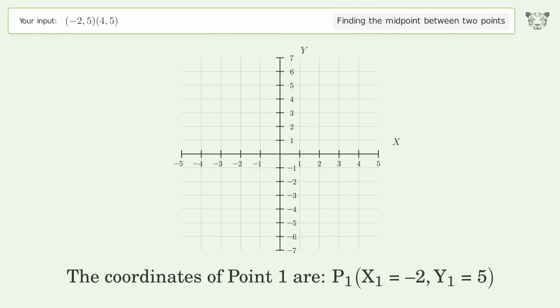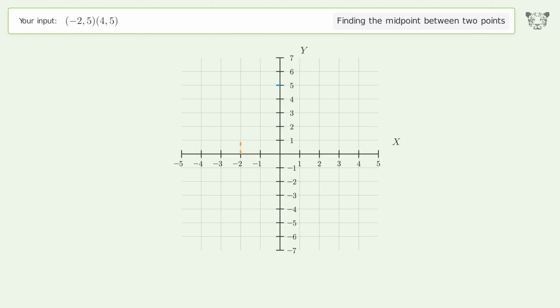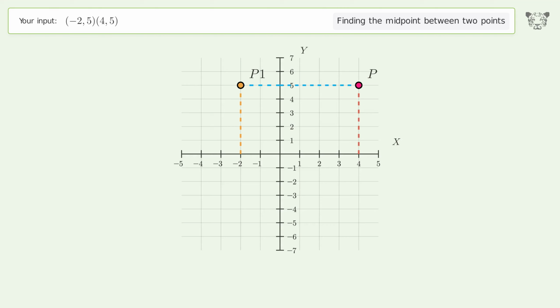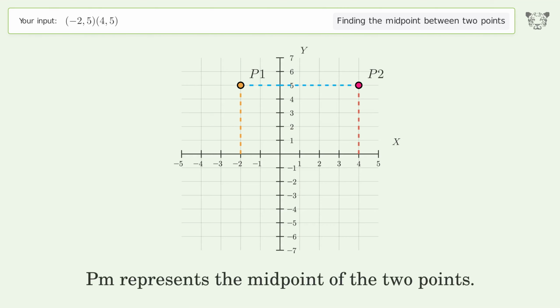The coordinates of point 1 are x1 equals -2, y1 equals 5. The coordinates of point 2 are x2 equals 4, y2 equals 5. PM represents the midpoint of the 2 points.